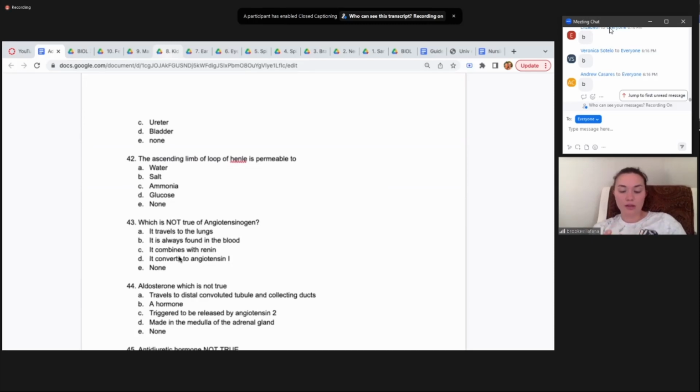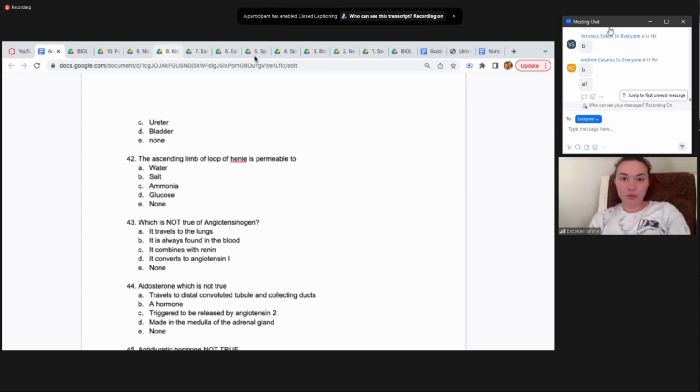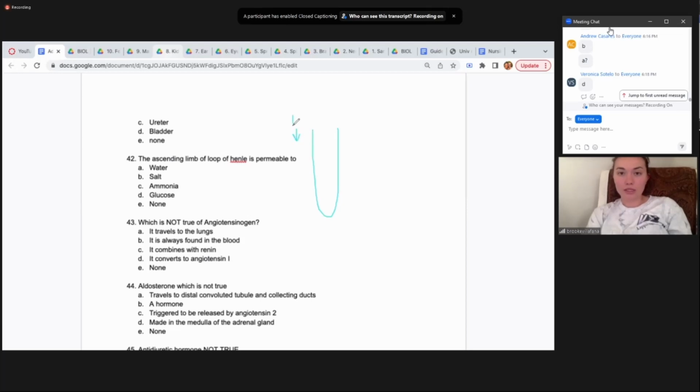Okay, 42. The ascending limb of the loop of Henle is permeable to which of these? So take a second and think about this. Ascending limb. Okay, so I'm going to do a quick recap, and then I'll give you an easy way to remember it. So we have our loop of Henle. This would be descending, and this would be ascending, right?